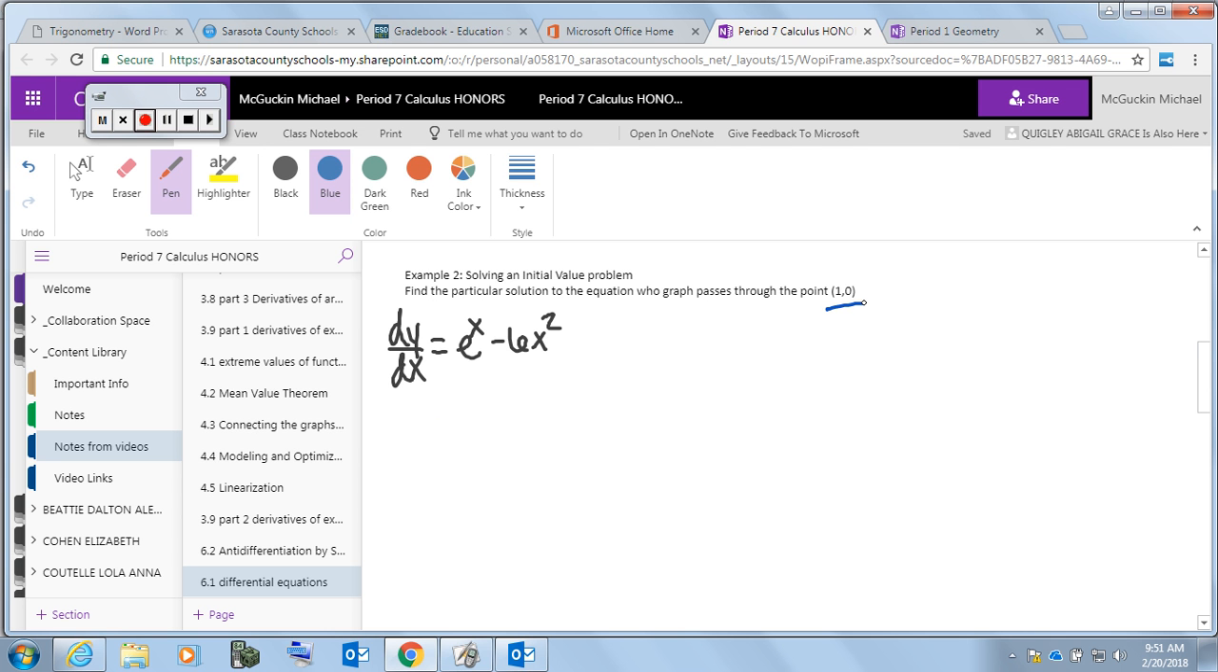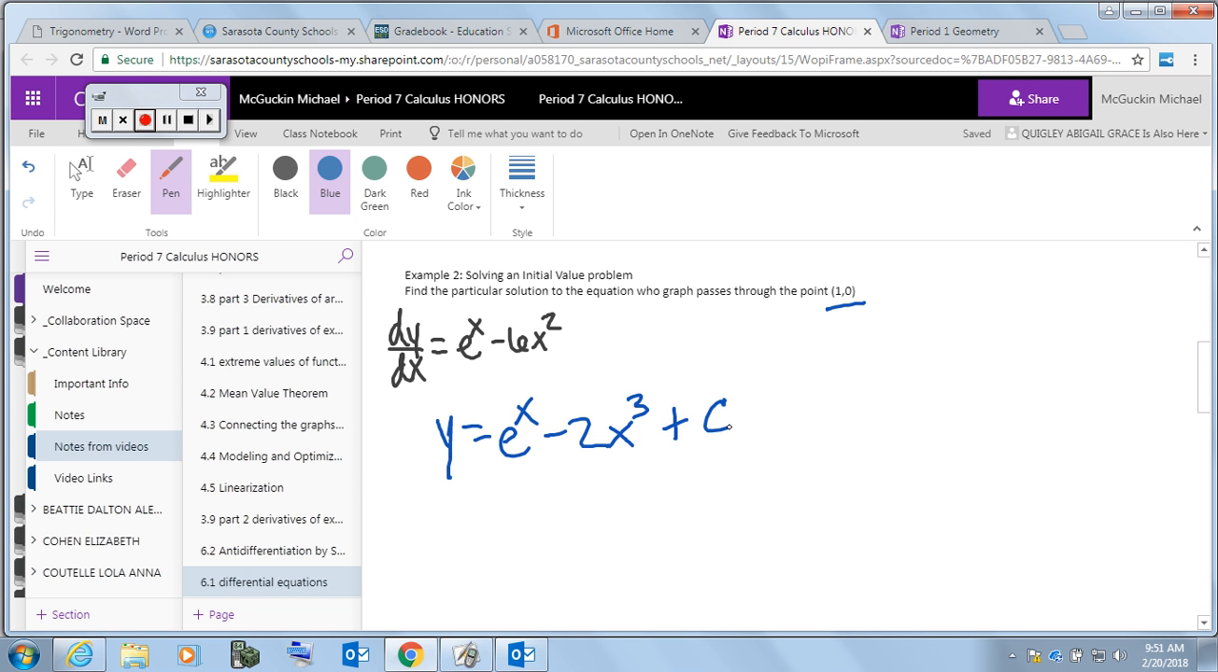So the antiderivative of dy/dx is just y. The antiderivative of e to the x, remember, is just e to the x. Derivative of e to the x is e to the x. And then for negative 6x squared, we're going to raise the power and then divide by that new power. So we're going to raise the power to 3, divide by that 3, and 6 divided by 3 will be 2. So it should be negative 2x to the third power. And then the general solution will just be to add that constant of c in there.